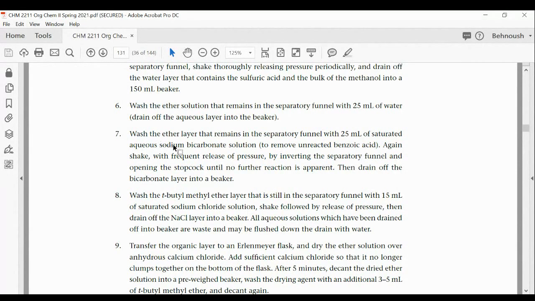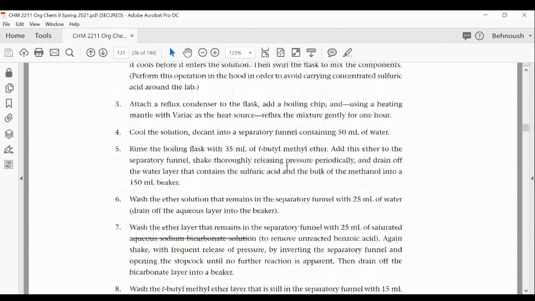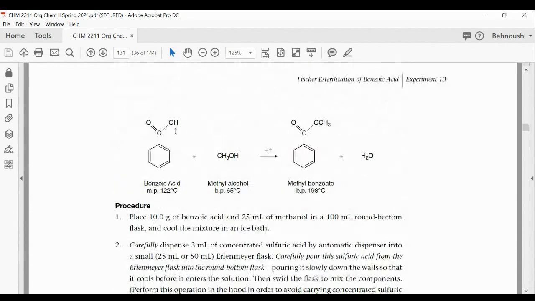And can you tell me why you are washing this with sodium bicarbonate? Saturated sodium bicarbonate. What's the purpose? Victor, have you answered the question? Brianna? Victor or Brianna, can you tell me what's the purpose of using it? To remove unreacted benzoic acid.